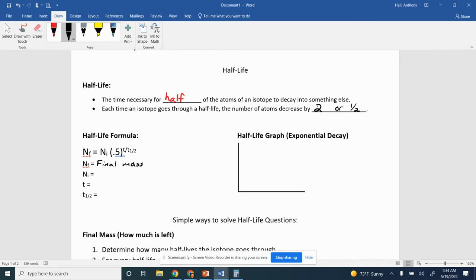So knowing that N_F means the final mass, what do you think N_I might mean? Very good, the initial mass. So this is the mass that we started with. So N_I is the initial mass.